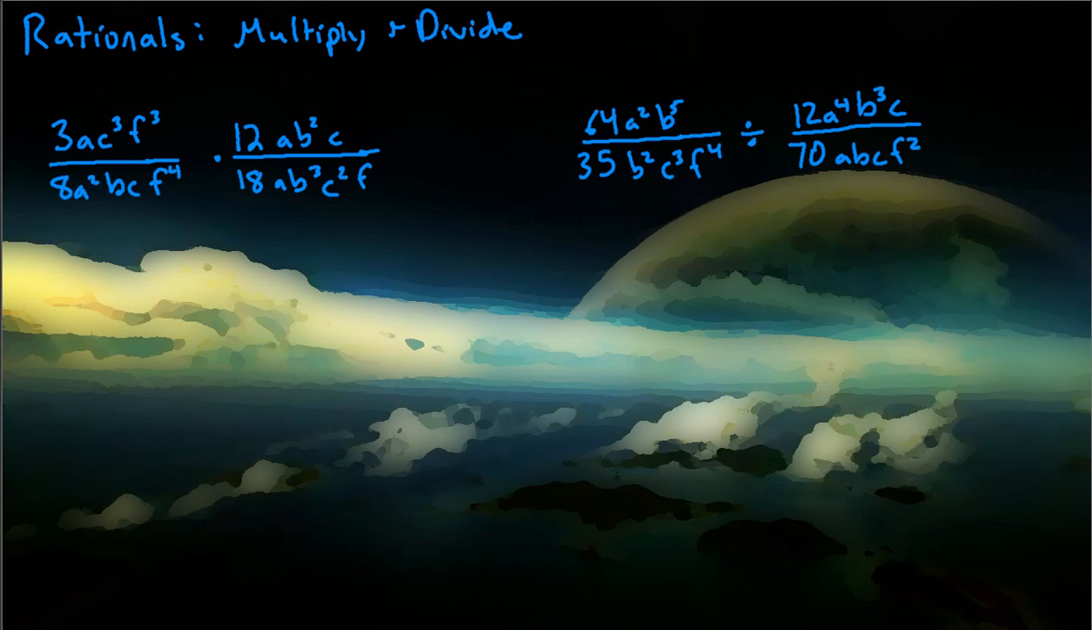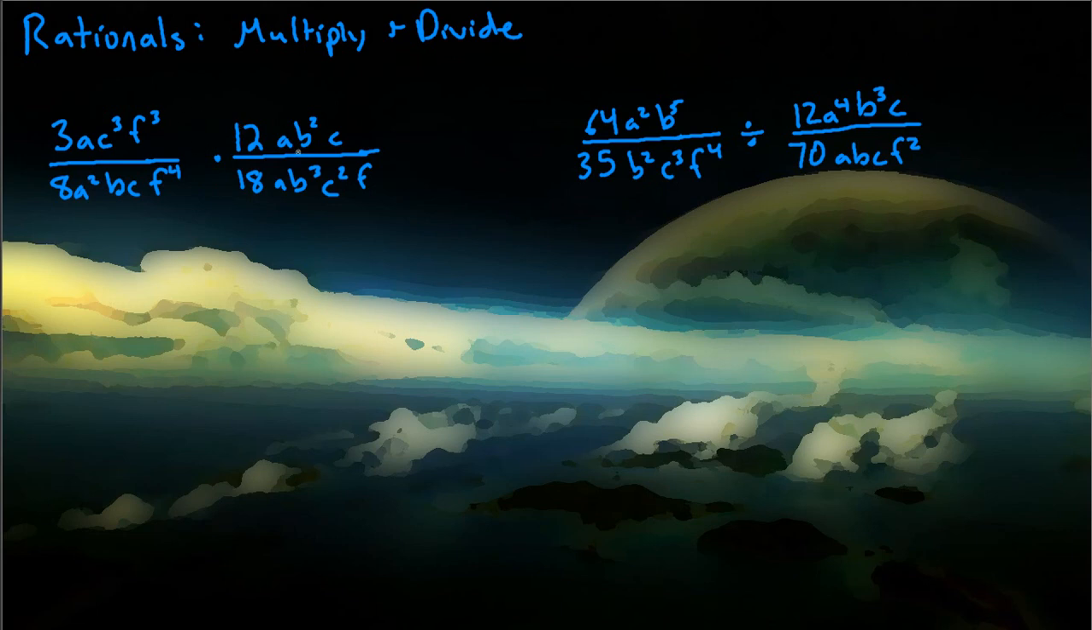Now that we've gone over reducing rationals or fractions, we're going to take a look at what we do when we multiply or divide them. And for the most part, they're going to work exactly like we would expect fractions to work. So I have a multiplication problem set up right here. And what we're going to do in order to reduce this is actually cross-reduce.